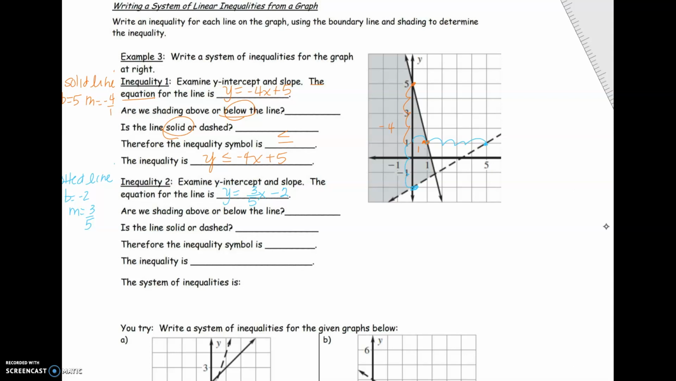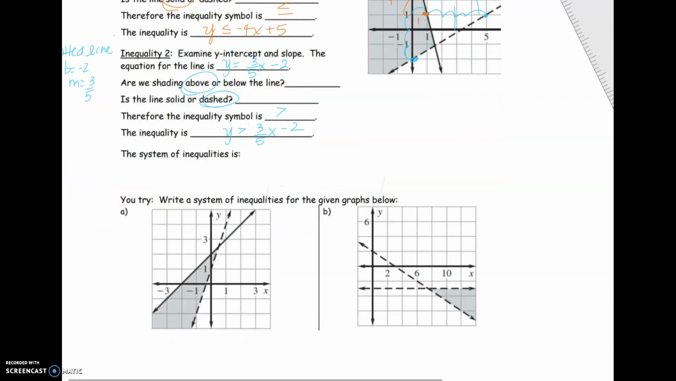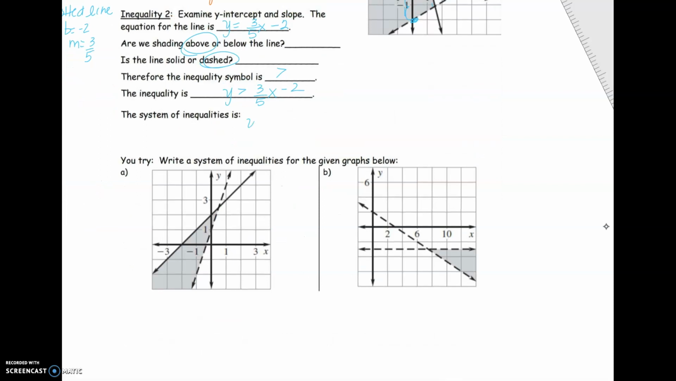Are we shading above or below the line? Definitely above. So points on here are making your y bigger as you do it. It's dashed, and since it's above, it's greater than. So I get y is greater than 3/5 x minus 2. So what is my system of equations? Y is less than or equal to negative 4x plus 5, and y is greater than 3/5 x minus 2.